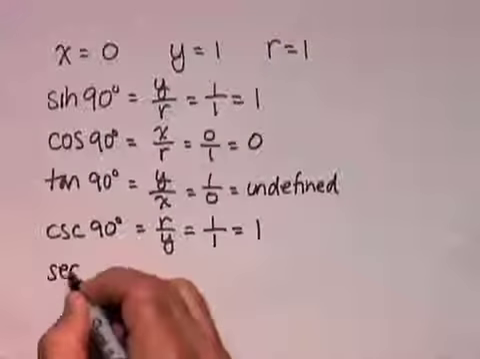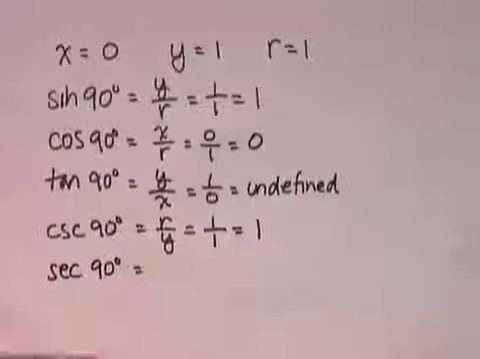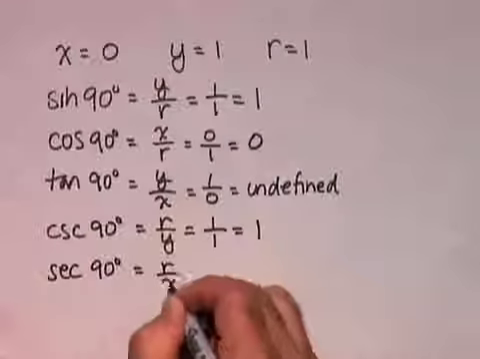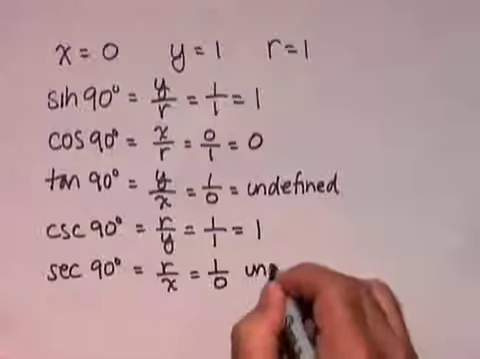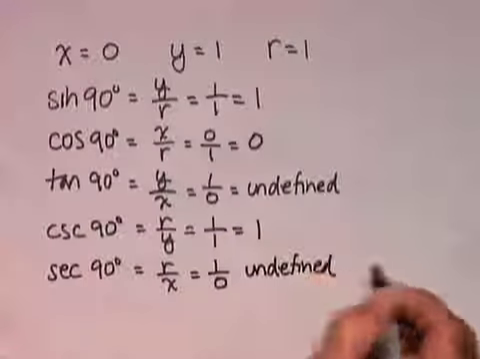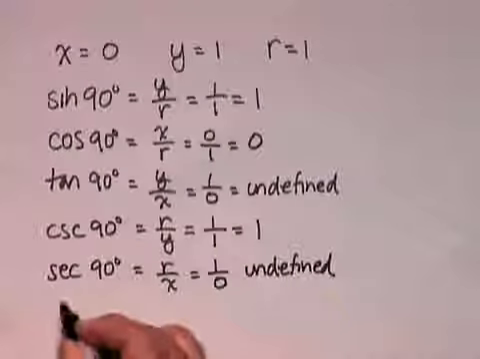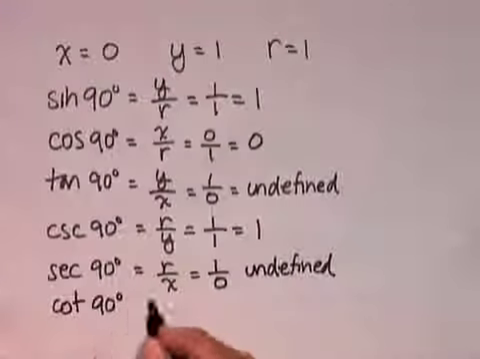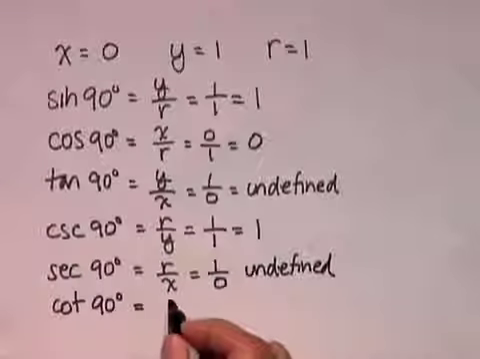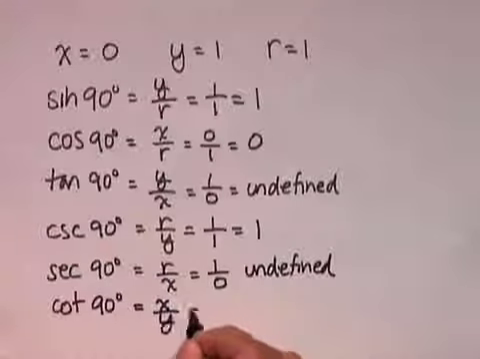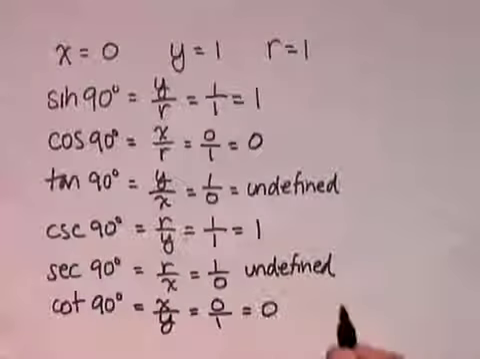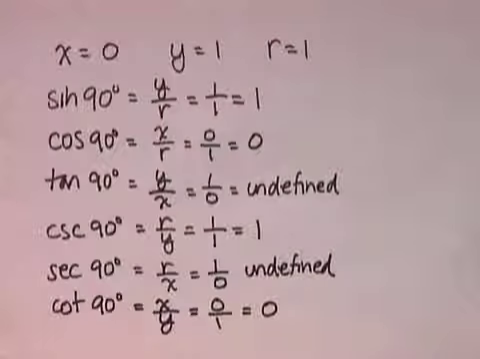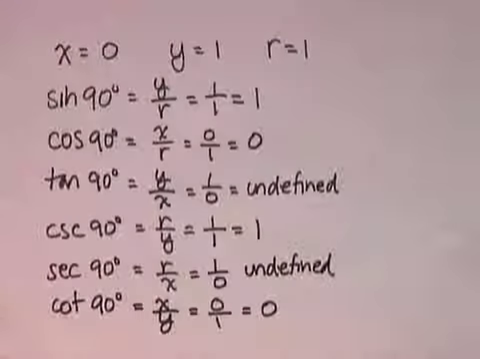Let's now find the secant of 90 degrees, which is equal to r divided by x. That would be 1 divided by 0, which is also, therefore, undefined. And last, the cotangent of 90 degrees is equal to x divided by y, which would be 0 divided by 1, which is equal to 0. Those are the 6 trigonometric function values for 90 degrees. Let's work another quadrantal angle.